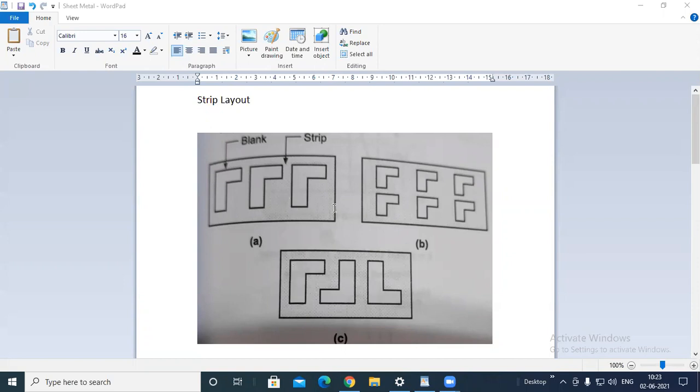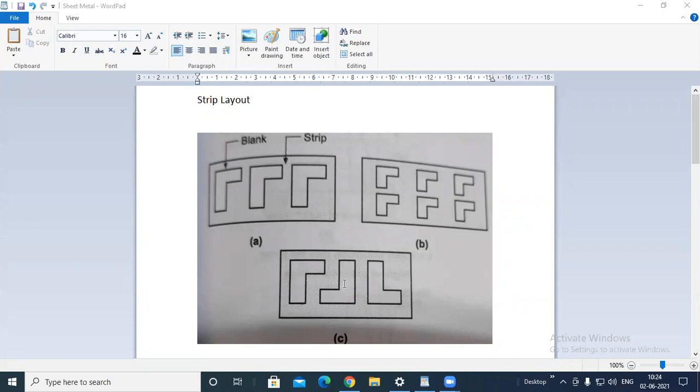So if you see all these different ways of arranging blanks, you can find that in figure C, by using this layout we'll get a minimum scrap.